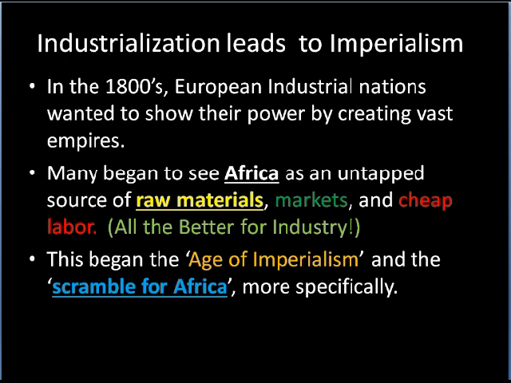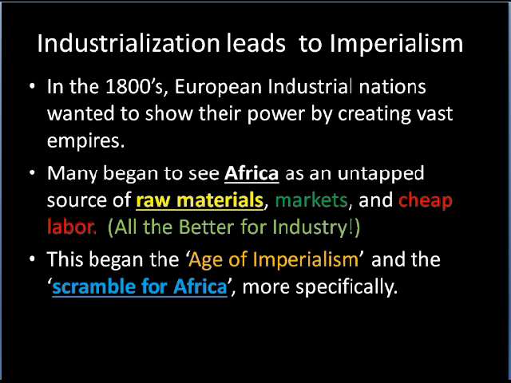And probably the best way to do this, rather than, just magic, in the case of Britain, maybe Harry Potter can help them out, is to actually take over some other countries. Okay? And many of these European industrialized nations begin to see Africa as an untapped source of raw materials, especially. They also see Africa as untapped markets, places that they have not been, to this point, selling to. And they also see Africa as a source of cheap labor.